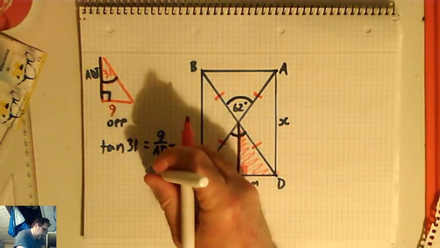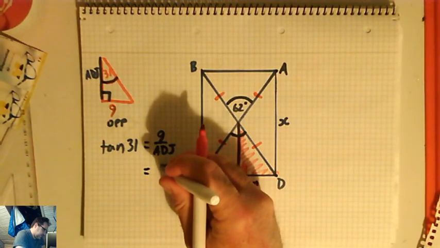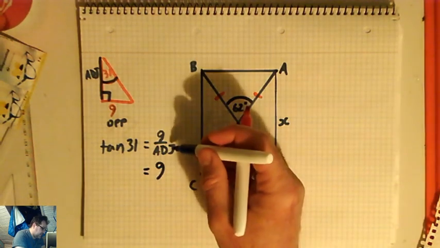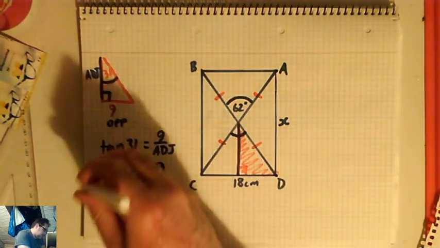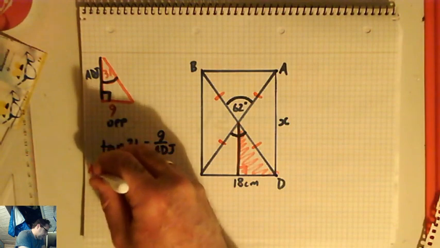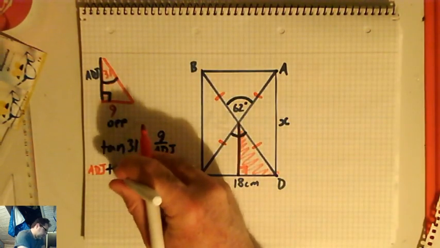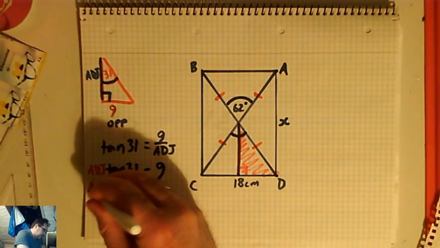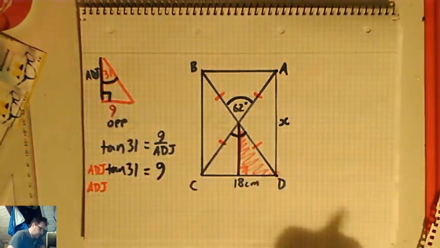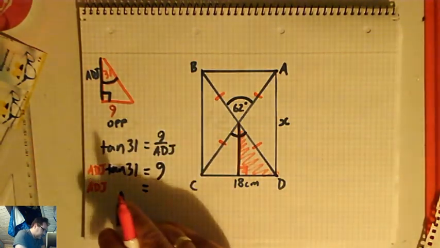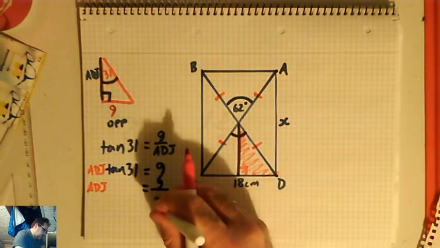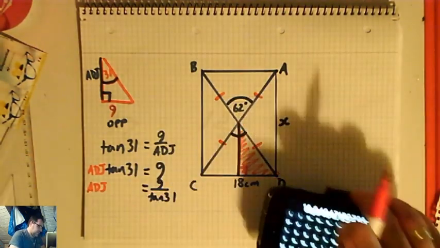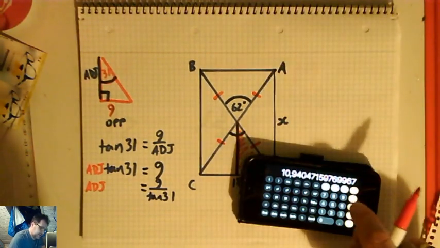So I want to get rid of this fraction here, 9 over adjacent. So I'm going to multiply it by the denominator to get rid of it. So multiply by the adjacent to get 9. But then I've got to multiply by the adjacent on the other side. So I get the adjacent times tan 31 is equal to 9. And I'd like that adjacent side on its own, so I'm going to have to divide by the tan 31. So adjacent equals 9 over tan 31, and that's something we can do on the calculator.